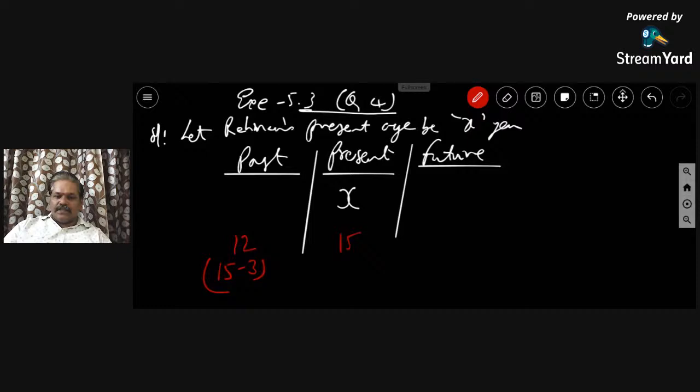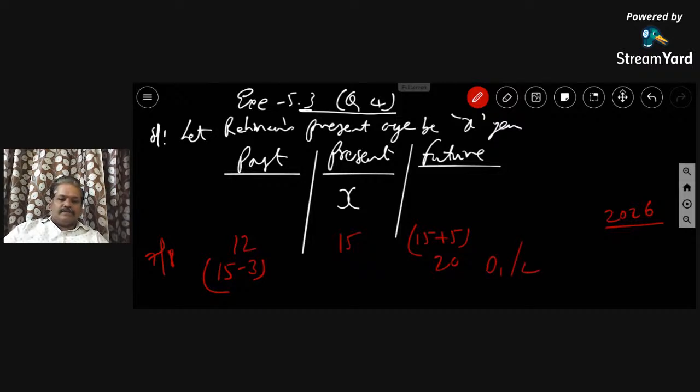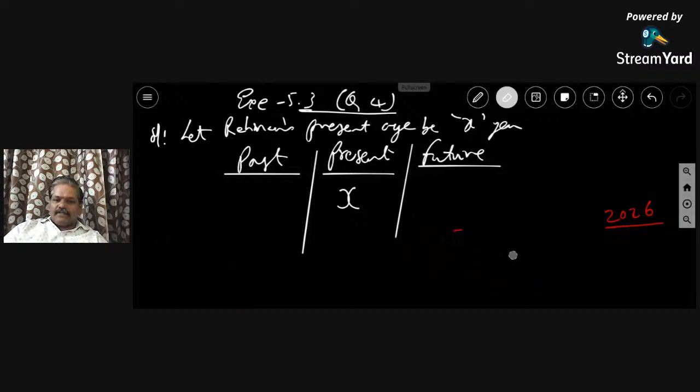So after 5 years, now the present is 15, 15 plus 5. After 5 years, that means in 2026, he or she will be 20 years, doing graduation. 3 years back, studying 7th or 8th class, here degree first year or second year. In the same way, Rehman's present age is x years. So what about his age before 3 years? In that case, we'll write x minus 3.